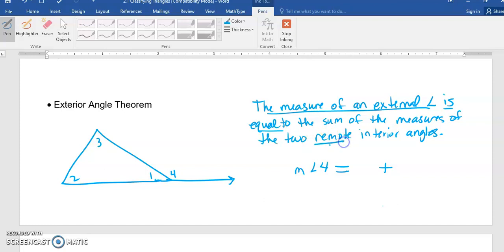So remote means away from. Your remote control allows you to change the TV channel away from the TV. You don't have to touch the TV. So angle 1 is touching angle 4. That's not remote. If angle 4 is the exterior, we're talking about angle 2 and angle 3 are the remote interiors. And that should make sense. 1, 2, and 3 add up to 180. 1 and 4 have to add up to 180. They both add up to 180 with it, so they have to be the same size. So an external equals the sum of the two remote internals.